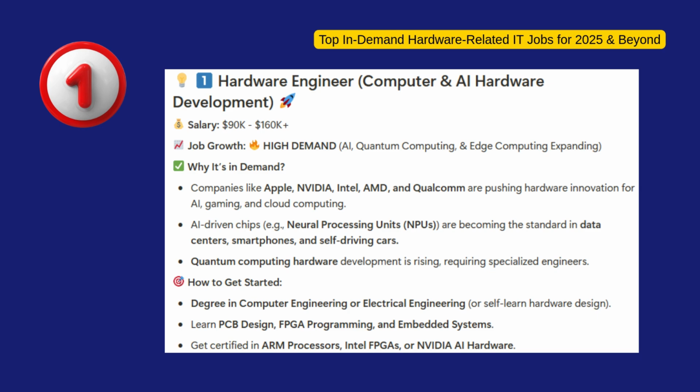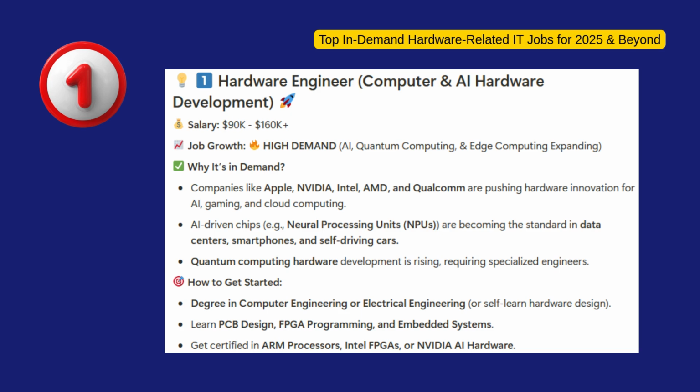So more of a computer and AI hardware development. This salary is going to start you off at 90K to 160K a year. It's in high demand because of the AI, quantum computing, and edge computing that's all expanding. So companies like Apple, NVIDIA, Intel, AMD, even Qualcomm are pushing towards hardware innovation for the AI, gaming, and cloud computing space. So we have the AI-driven chips.